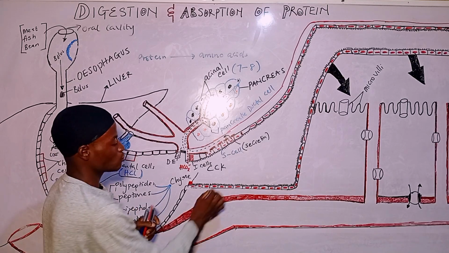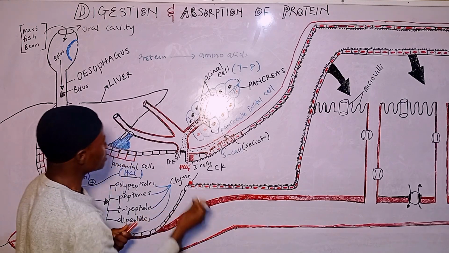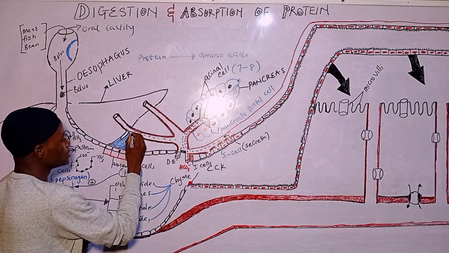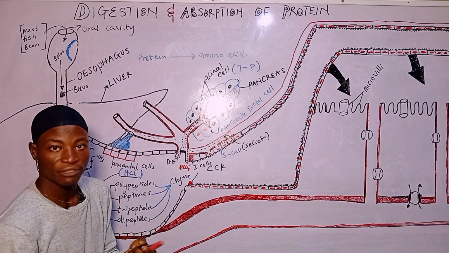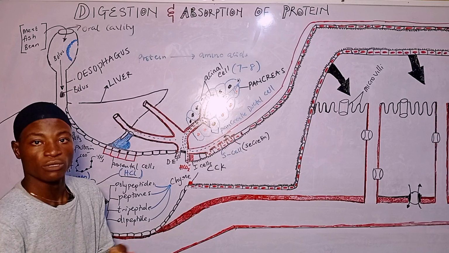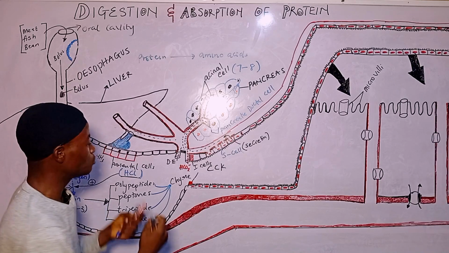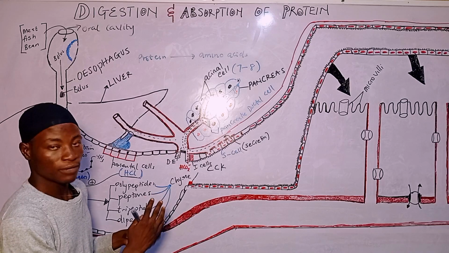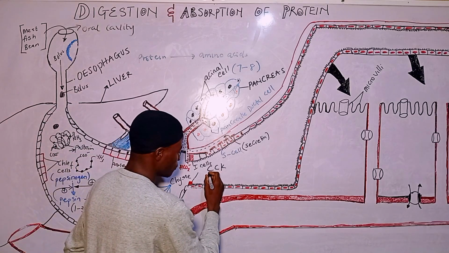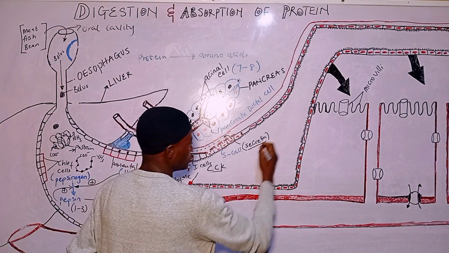Then from there, another function of the CCK is that the CCK can also travel to the liver, right, and come to the gallbladder, causing the gallbladder to contract and release bile. And that one we are going to explain when we get to digestion of lipid, right? So that's basically the function of CCK and also secretin.